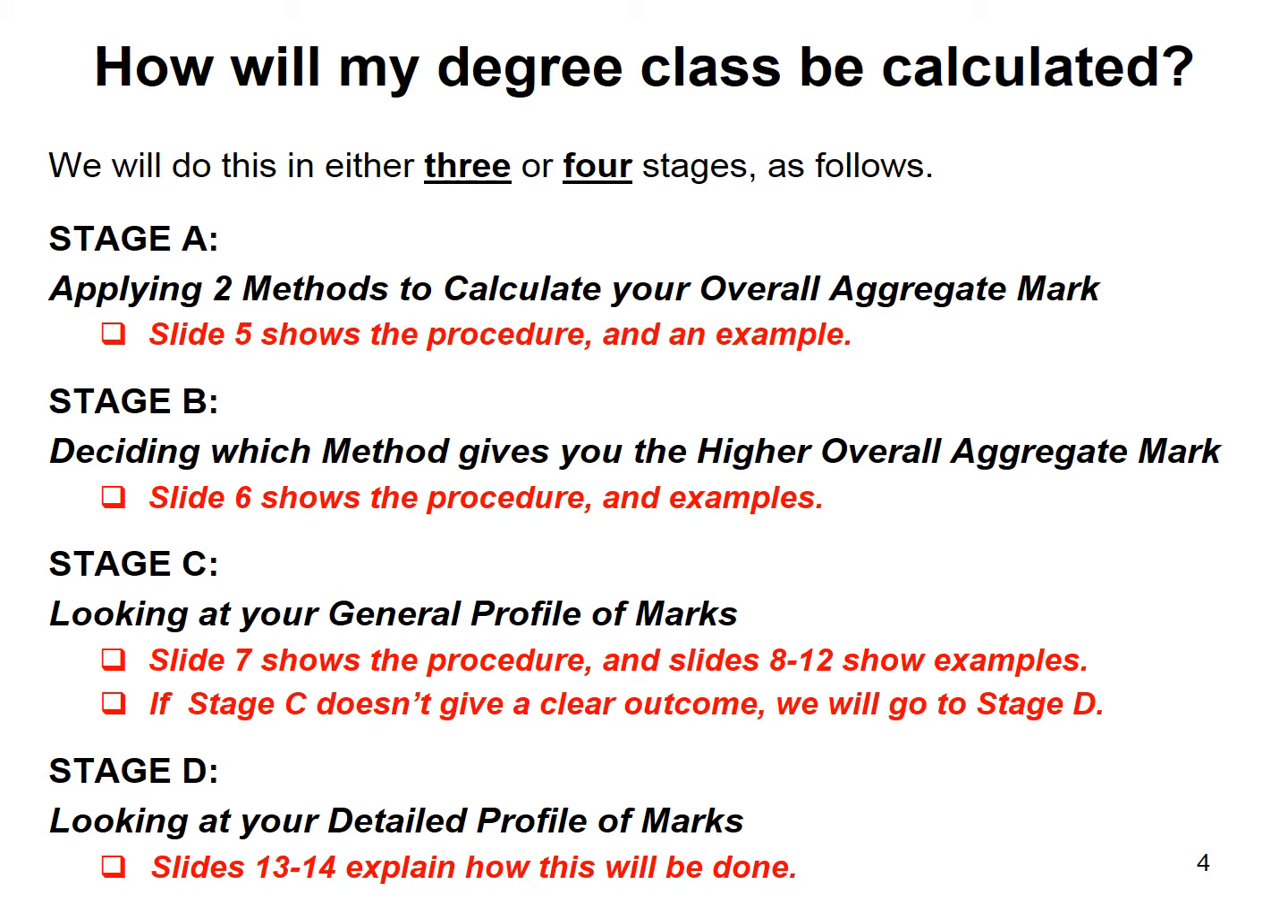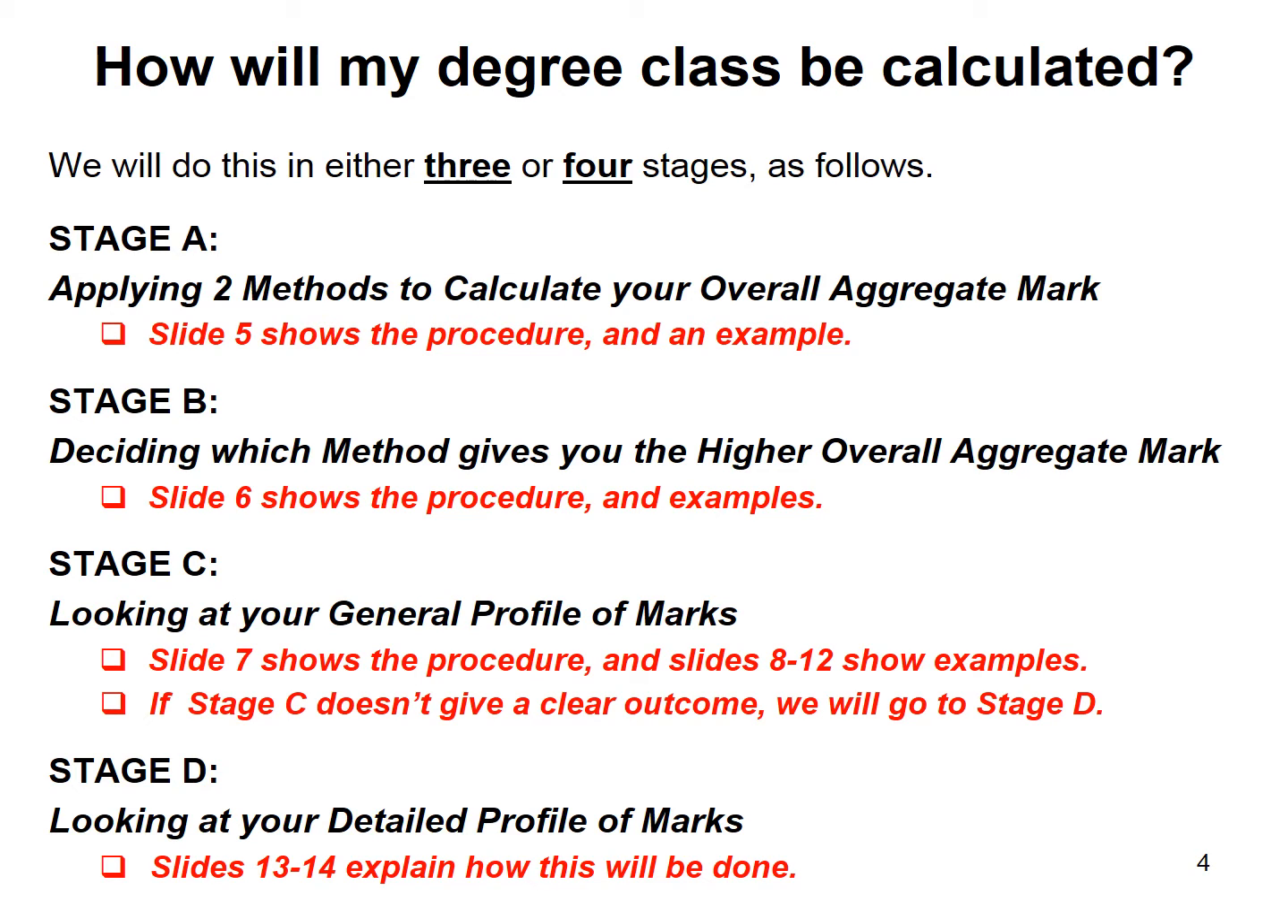You'll see from this slide that we have 4 stages, and we will in all cases use the first 3, and if necessary we'll go on to the 4th stage as well. In the first stage we will calculate your overall aggregate mark, and we'll do this by using 2 methods. In the second stage we will look at those 2 marks and decide which one gives you the higher overall aggregate. And then thirdly, we will look at your general profile of marks. With any luck, this will give a clear outcome. If not, we will go to stage D, where we'll look at your profile of marks in more detail.